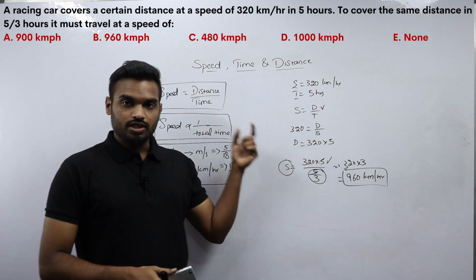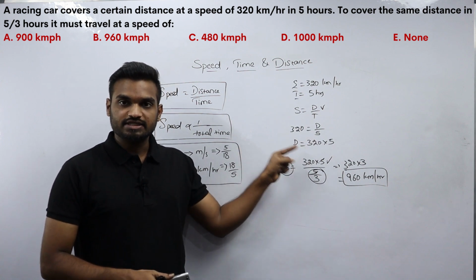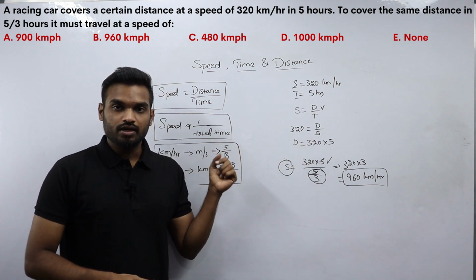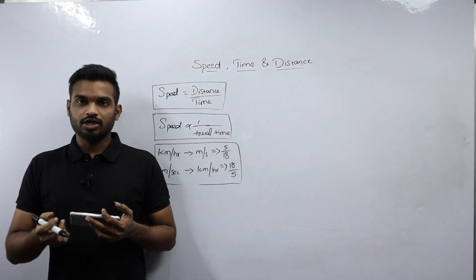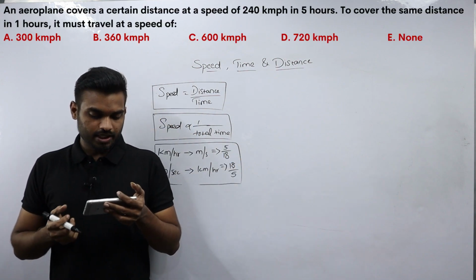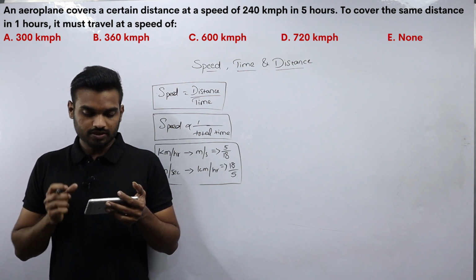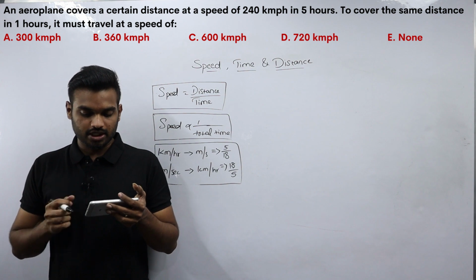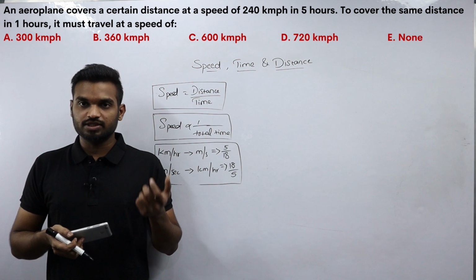See here, the small logic in the question is to cover the same distance. The distance is the same in both cases, but the time is different, that is 5 by 3 hours. Now let's see the third problem. They are saying that an aeroplane covers a certain distance at a speed of 240 km per hour in 5 hours. To cover the same distance in 2 by 3 hours, it must travel at a speed of. This is also the same kind of problem as the previous ones.